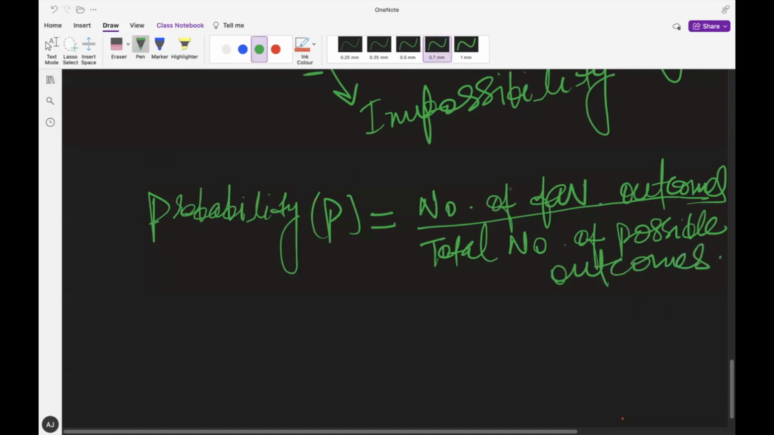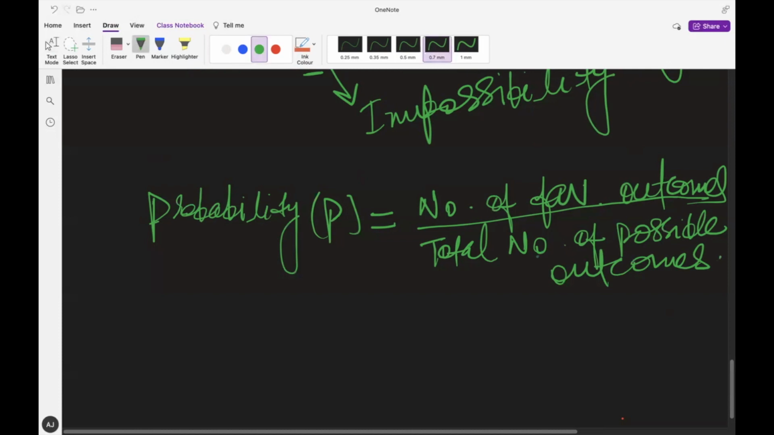So what does it mean to be a number of favorable outcomes? It is the number of outcomes that satisfy the condition of interest. And the total number of possible outcomes is the total number of all the outcomes in the sample space.